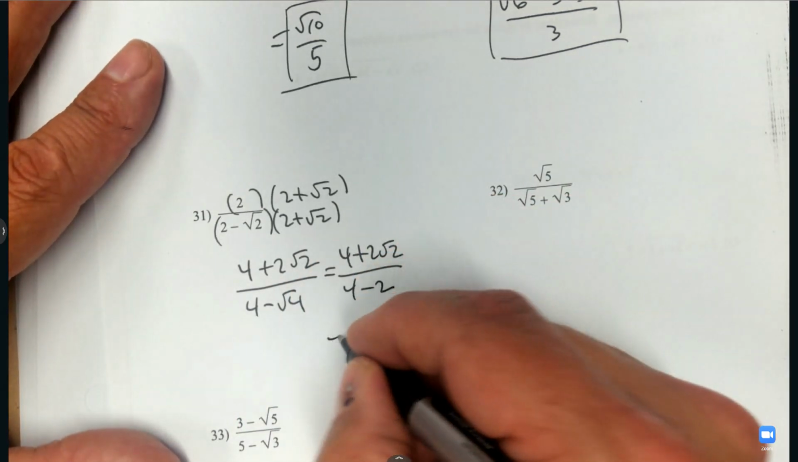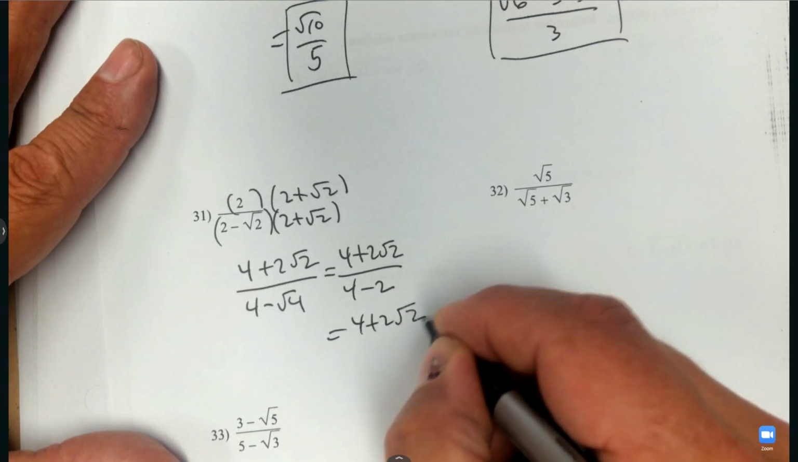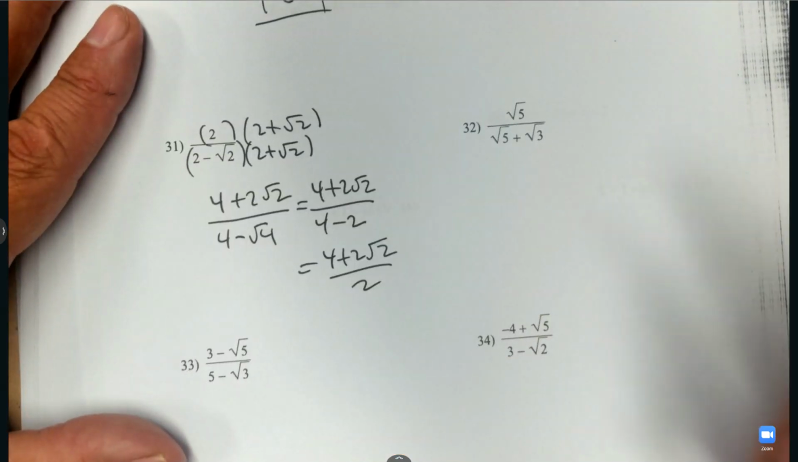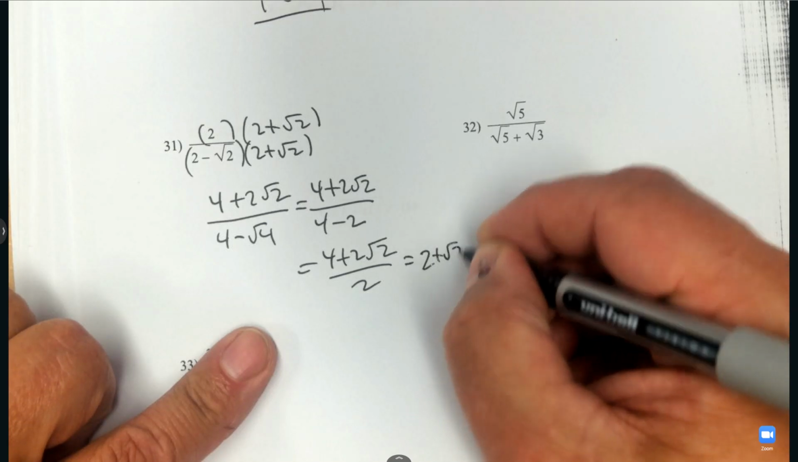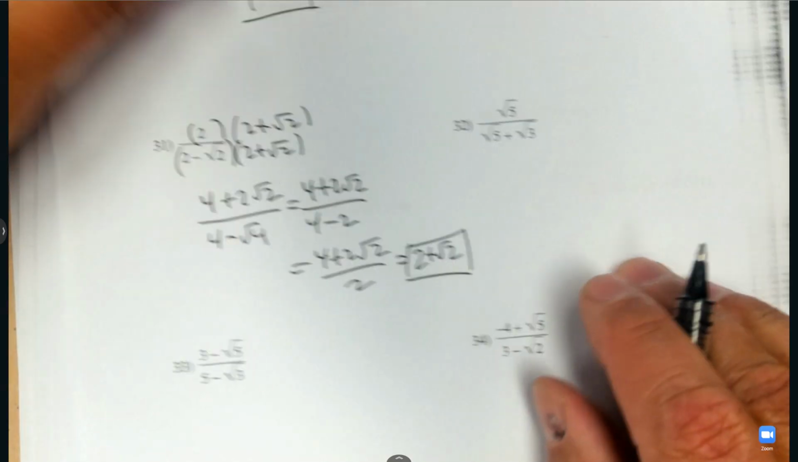4 take away 2. And then I could divide everything by 2 as well, and have our answer.